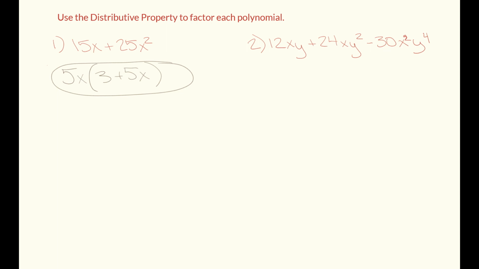So I'm going to do that by distributing. So 5x times 3 would be 15x, and 5x times 5x is a positive 25x squared. So that works out because it's the same thing as the problem.